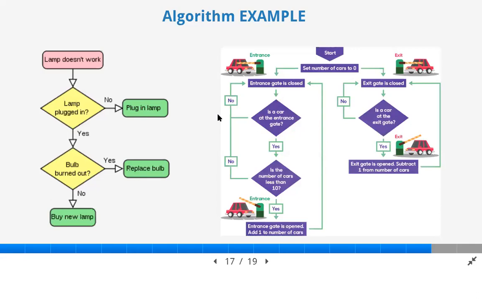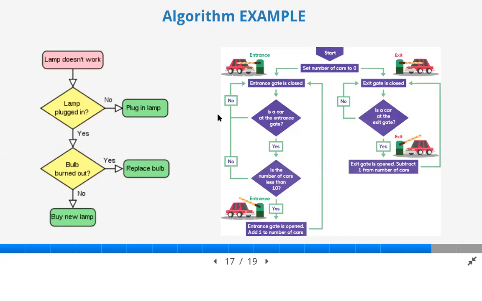If no, then plug in the lamp. But if the lamp is already plugged in but still doesn't work, then maybe there is a problem with the lamp itself. So you have to check if the bulb is burned out. If burned out, then you have to replace the bulb. But if no, then you have to buy a new lamp. So that's the sequence of how to replace the lamp.